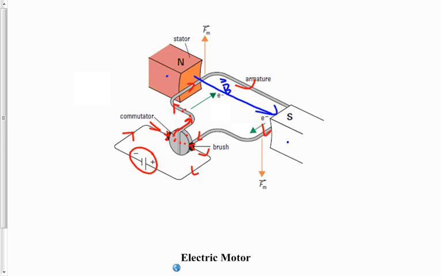Let's look at the force right here. Let's say 1, 2, 3, 4. The force on section 1, 2: particles going this way, fingers go this way, palm points kind of upwards. So there's a magnetic force acting on this wire that's upwards. Let's look at the other side. Thumb goes out of the page, fingers from north to south, palm points downward. There's a force on it acting downward. What happens to this armature?